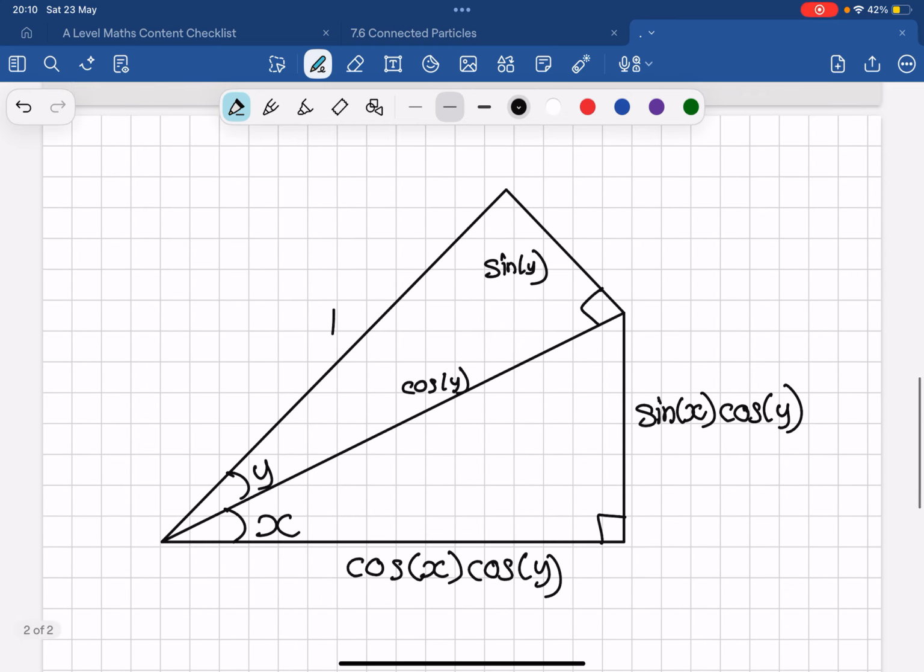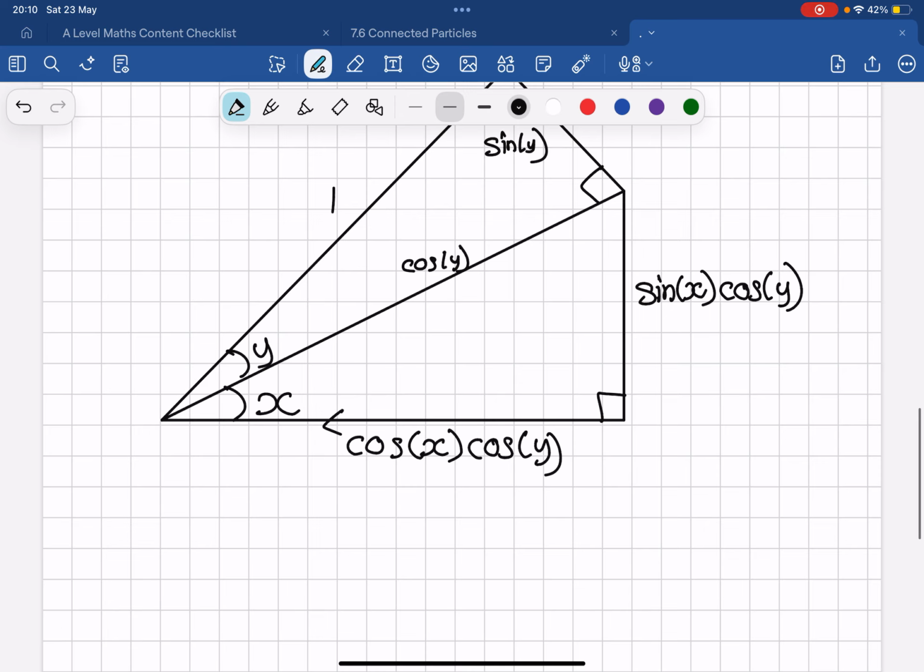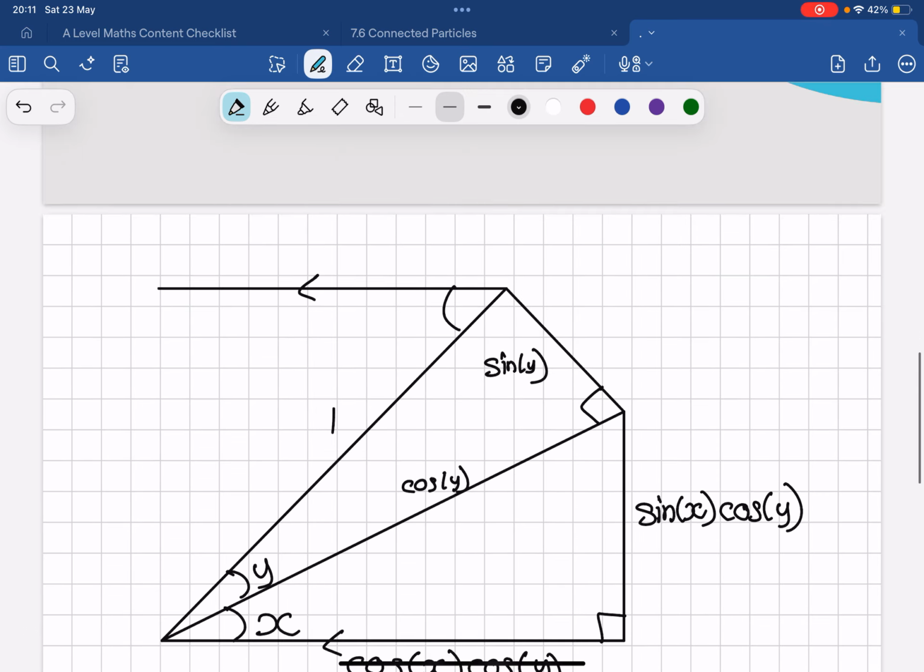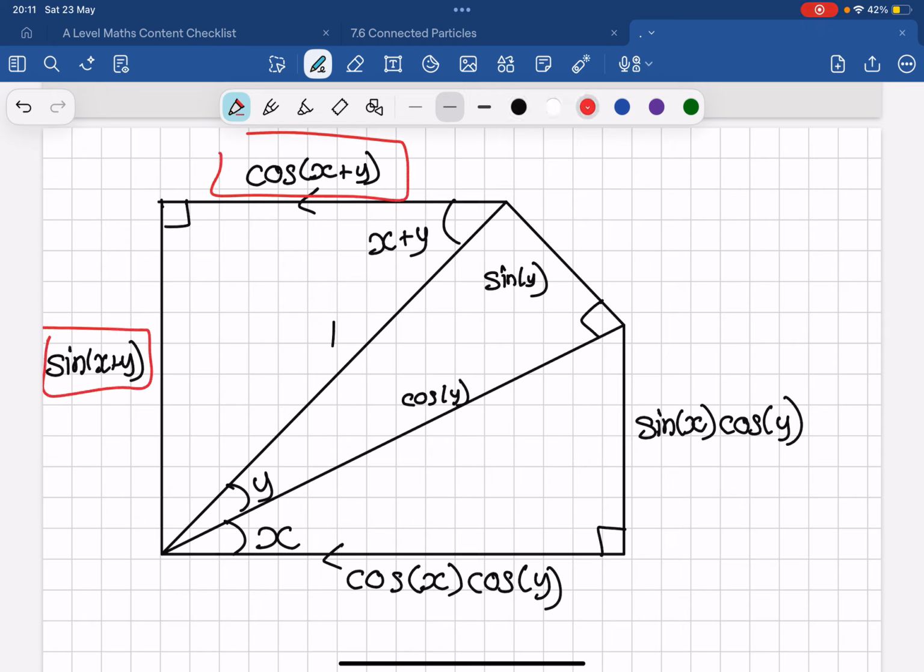Now how does this actually bring about addition formulae? Well, we want sine and cos of x plus y. If we draw a line parallel to this length here, this angle here is x plus y. And we form another right angle triangle here. So since this is 1, our length here is sine x plus y, and then cos x plus y. So if we find this length here and this length here, we found our identities.